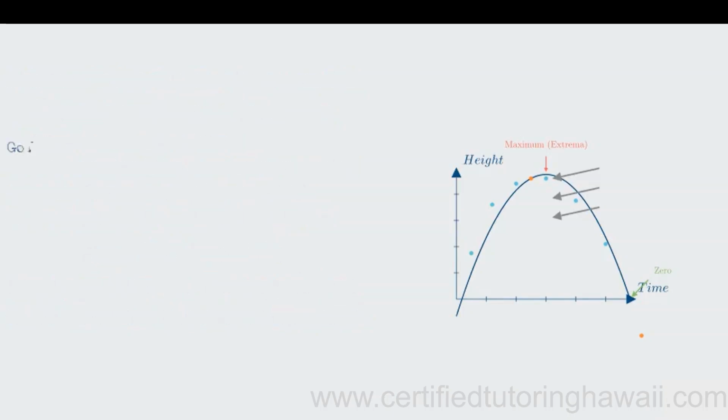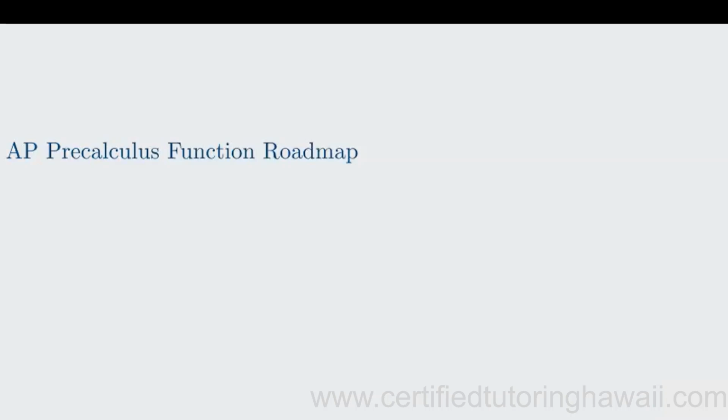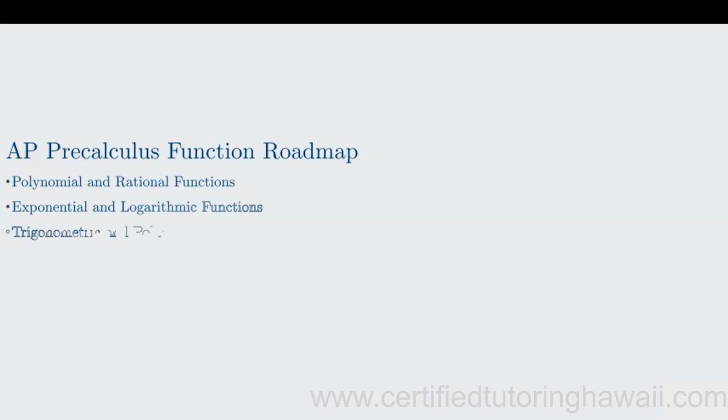As you move through this course, you will learn that choosing the right function type, like polynomial or exponential, is the first step in building a good model. Now that we've covered the conceptual foundations, let's look at the map of the specific functions you will master in this course. Our journey includes polynomial and rational functions, exponential and logarithmic functions, trigonometric and polar functions, and finally, functions involving parameters, vectors, and matrices.